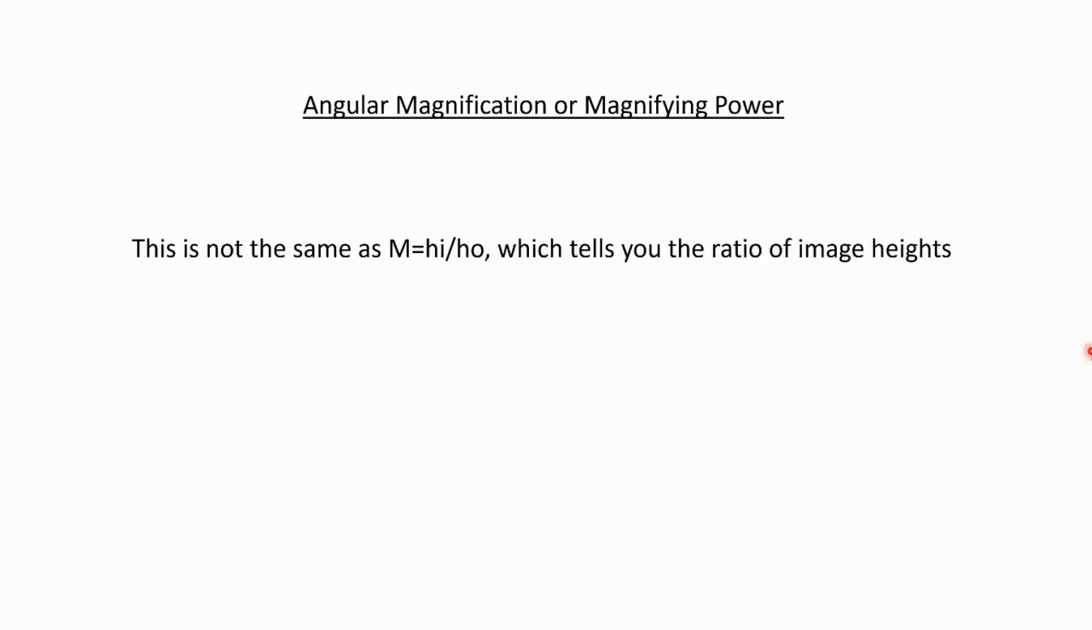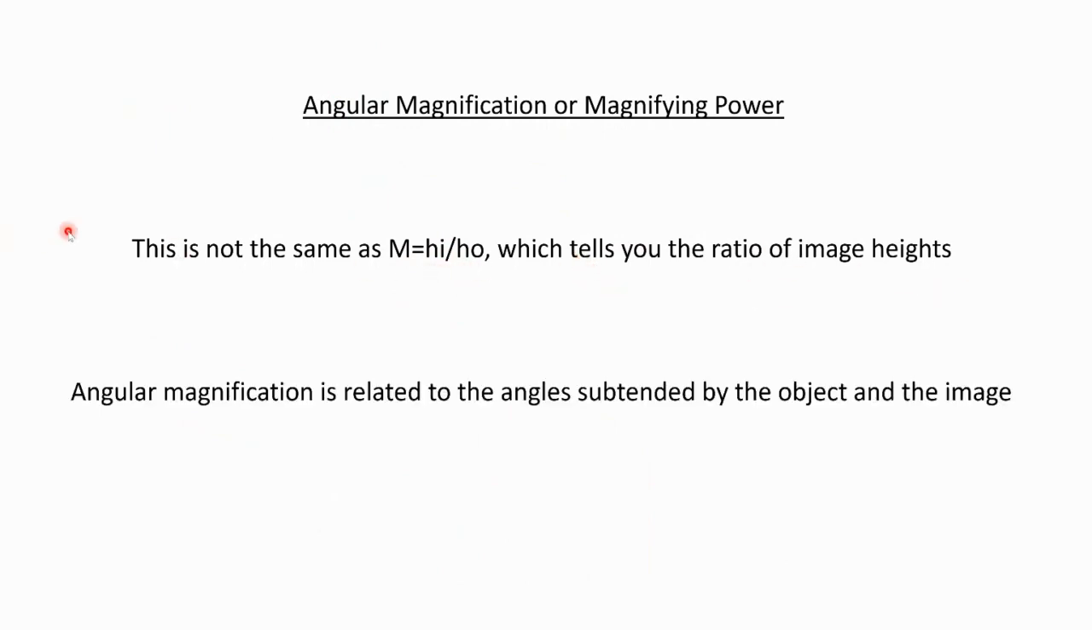Okay, so now we can talk about angular magnification, or magnifying power. This is often how such things are described. It is not quite the same as the magnification that we've had before, which was just the ratio of the image height to the object height, but is related. Angular magnification is related to the angles subtended by the object and the image.